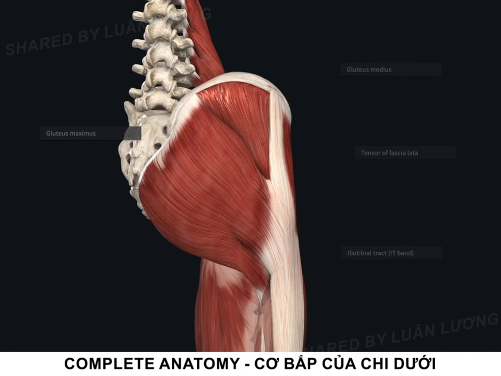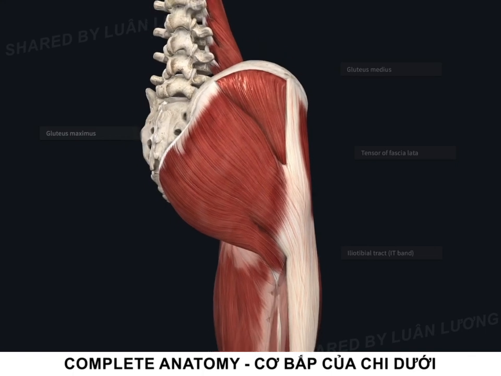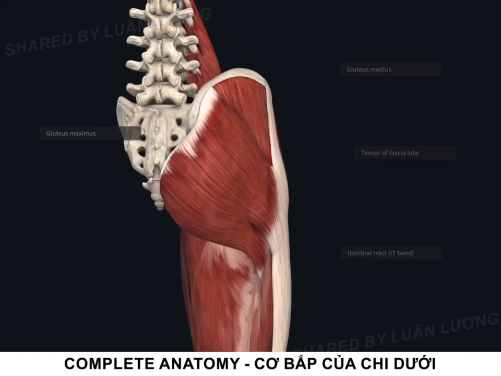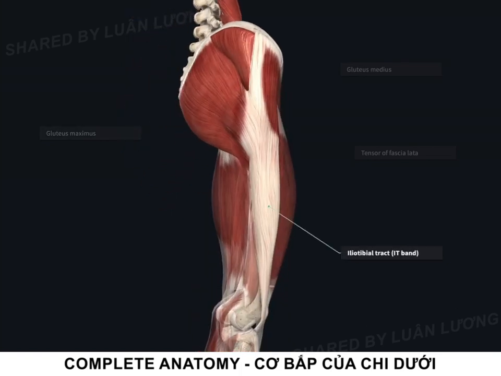Gluteus maximus works principally to extend the flexed thigh at the hip. Think of this muscle working very hard to help you get up from sitting down in a chair. However, through its insertion into the iliotibial tract, or IT band, which we can see here, it also stabilizes both the hip and the knee joints. So how does it do this?